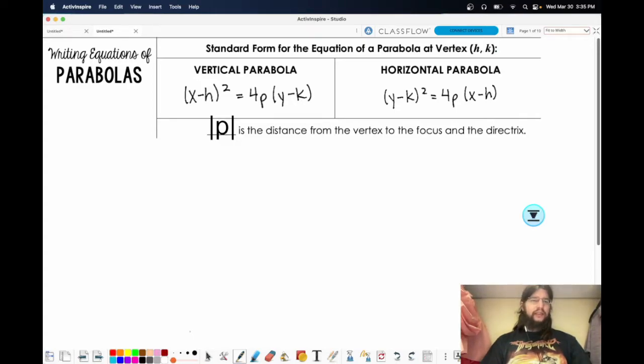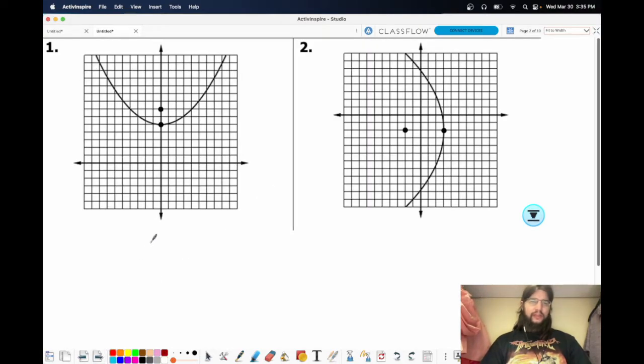Alright guys and gals, let's talk about writing equations of parabolas. So last time we graphed them, same formulas here, vertical and horizontal parabolas, but this time we're going to take a graph or some information and we're going to write the equation of said parabola. So let's start with some graphs.